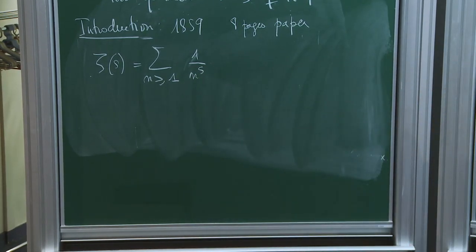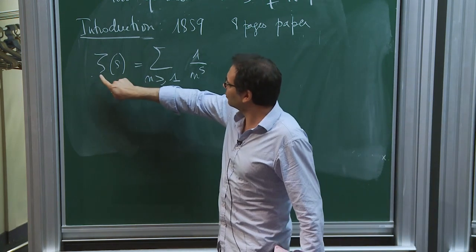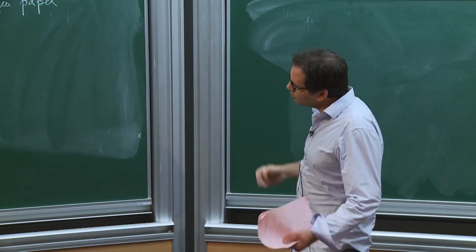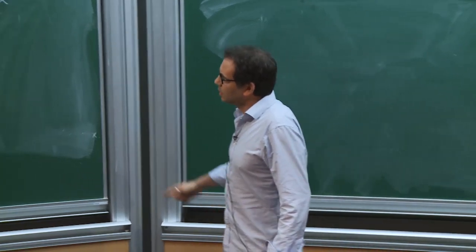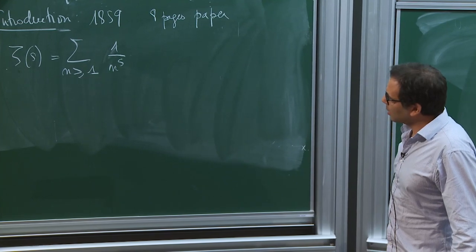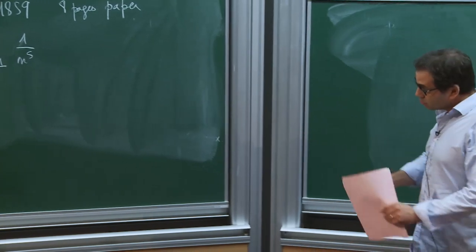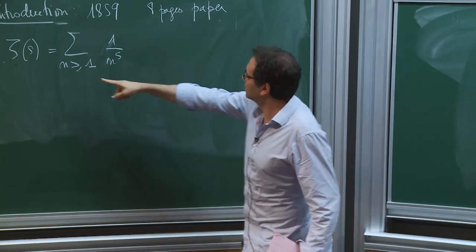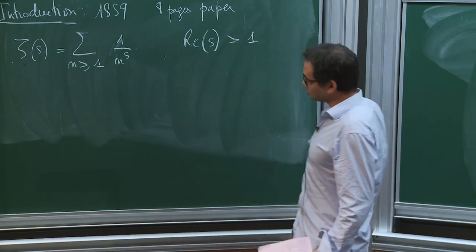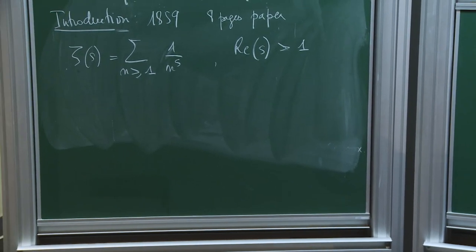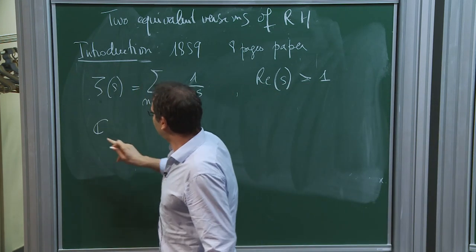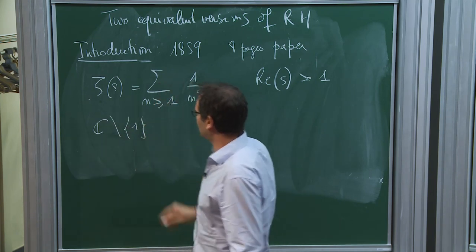But before Riemann, this function was considered as a function defined on R, on the real numbers. It's a novelty to consider it as a function starting from complex numbers. In this 8-page paper, you see that this writing has sense only when the real part of s is strictly bigger than one. And what he's able to do is to extend this definition to the whole complex plane minus one.